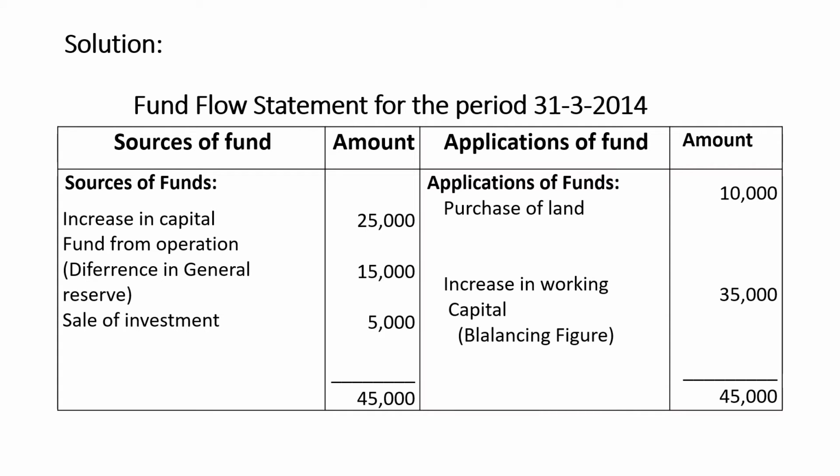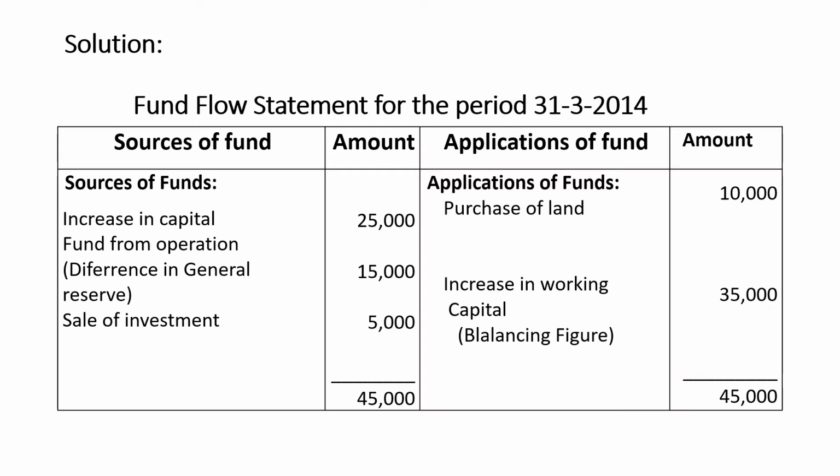First, see the sources of funds. Increase in capital. See the problem. During the year 2013, the equity share capital is 1,25,000. For the year 2014, equity capital is 1,50,000. The difference between 1,25,000 and 1,50,000 is 25,000. This amount is considered as issue of equity shares during the year and treated as a source of fund.